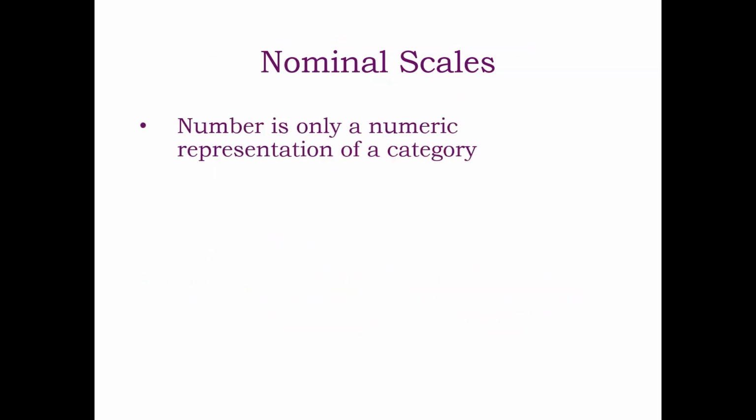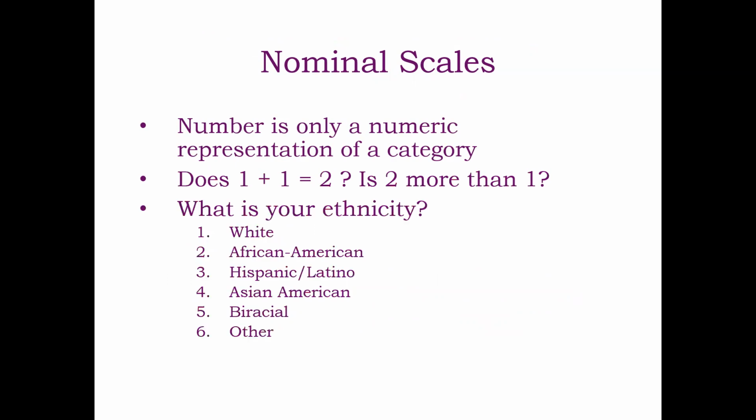So nominal scales: the number is only a numerical representation of a category, okay? You can think, well, can you add 1 and 1 and get 2? Is 2 more than 1? If it's not, it's going to be nominal, right?